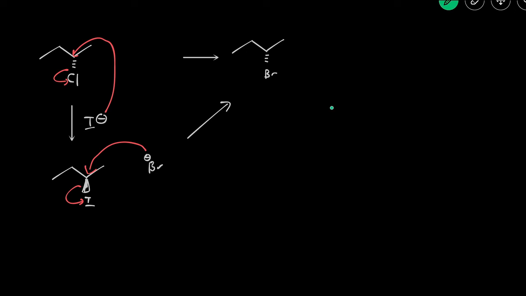And then lastly, you need to know that polar aprotic solvents will favor SN2. So the most common polar aprotic solvents are DMSO, DMF, acetone, and acetonitrile, which looks like this. So if you have these solvents, then it's going to favor SN2 over SN1.